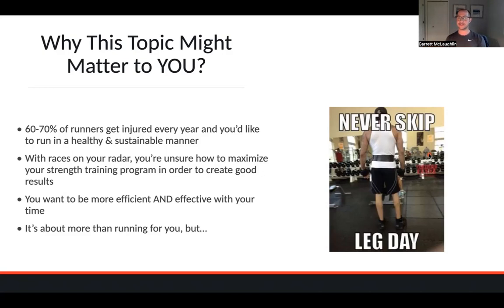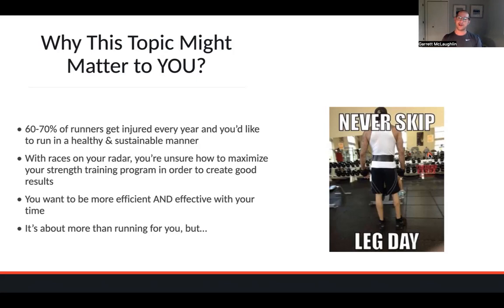If you're someone that has races on your radar, right? Maybe you just finished the Ziegler Marathon, a couple of people are training for Charlevoix and other things coming up, Bayshore. There are a lot of different races upcoming through the spring or maybe even the fall. If you want to maximize your strength training program in order to see better results as a runner, then I think this topic could be extremely valuable for you.